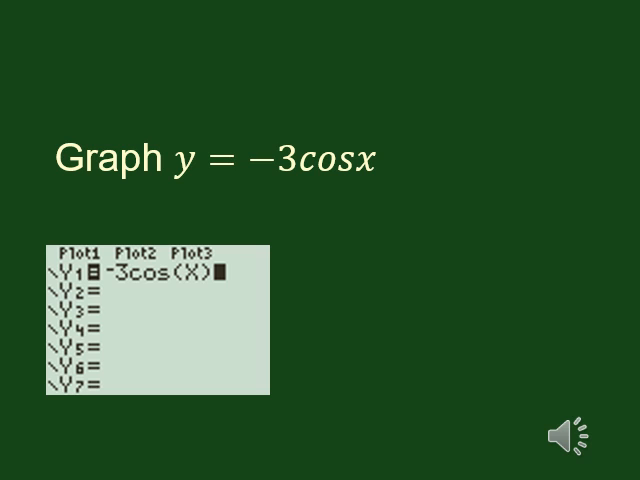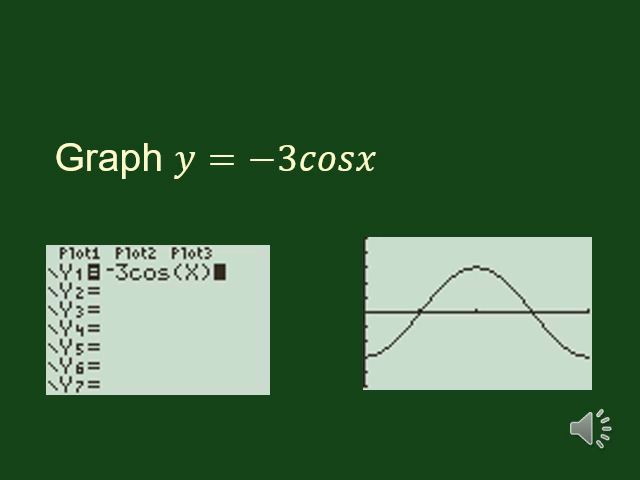So a real common question is, what does that negative do when you have -3 cosine x? And we're going to graph that quick to see. And it turns out that what a negative does is it turns the graph upside down. Normally, cosine would start at the top and make a U shape. But because of that negative, I start down at -3. And then I go up to the top and back to the bottom, and it looks kind of like a bell when you get done.